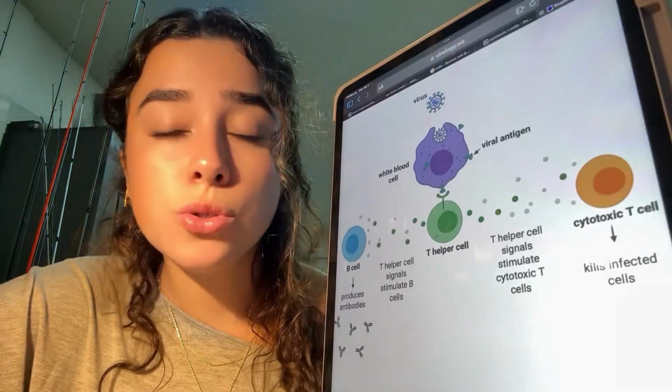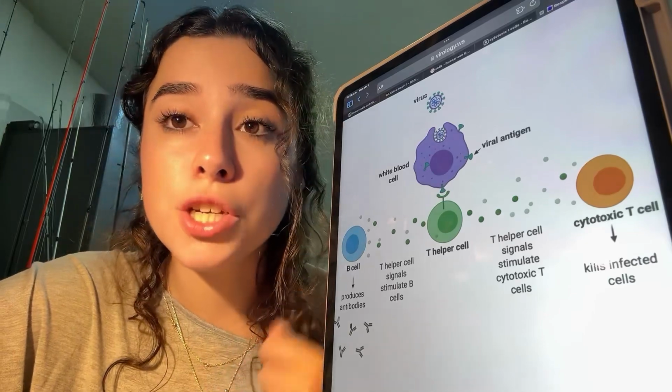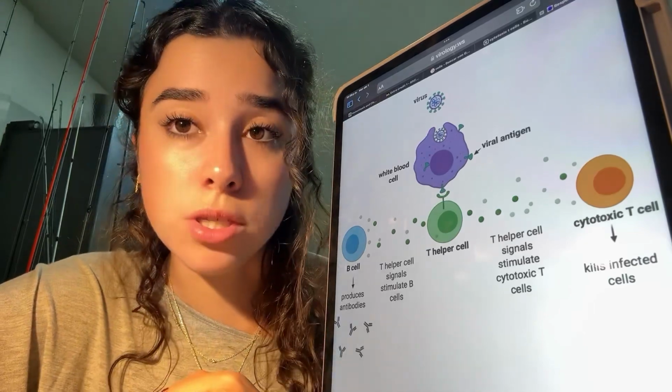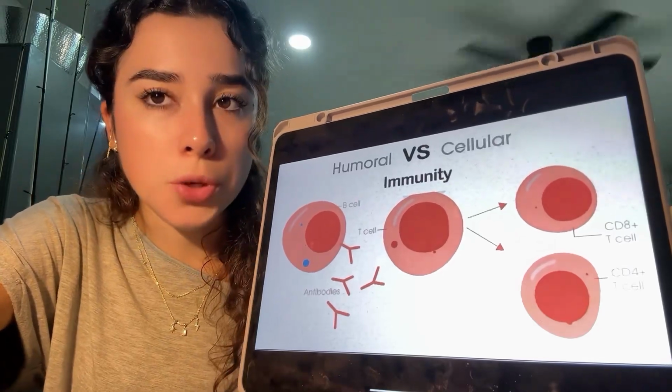Cytotoxic T cells, also known as killer T cells, are such an important part of the adaptive immune system. They play such a big role in cellular immunity, and it is effective for killing virus-infected cells. Now let's move on to humoral immunity.